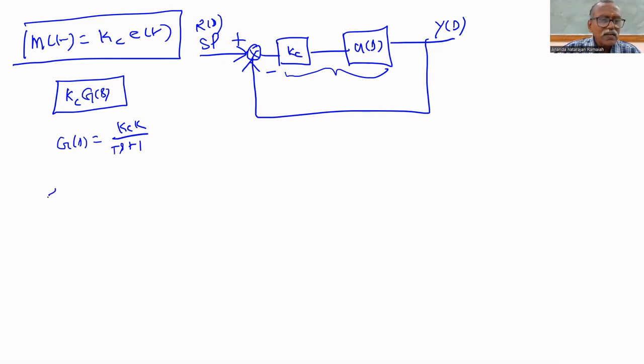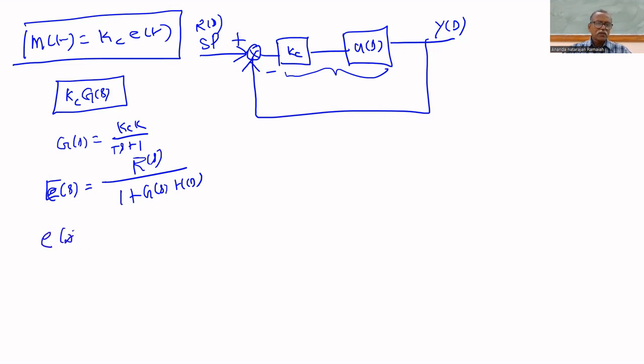What is the steady state error? E of S equals 1 by 1 plus G of S H of S. Am I correct or not? We studied this in control systems. With input R of S, E of S equals R of S upon 1 plus G of S H of S. What is E of infinity?